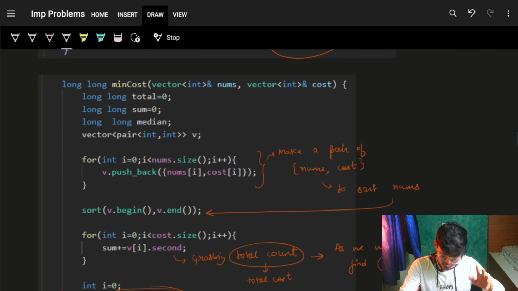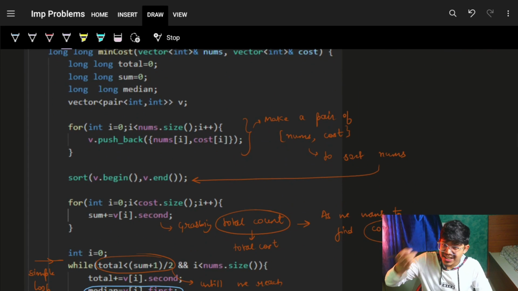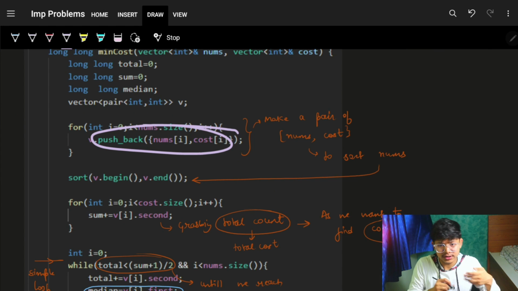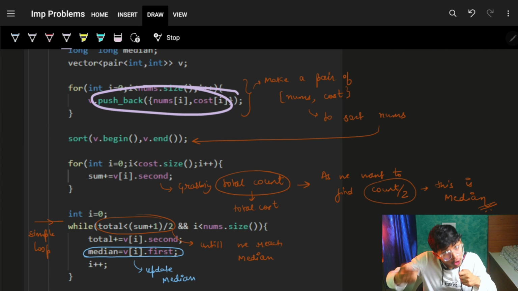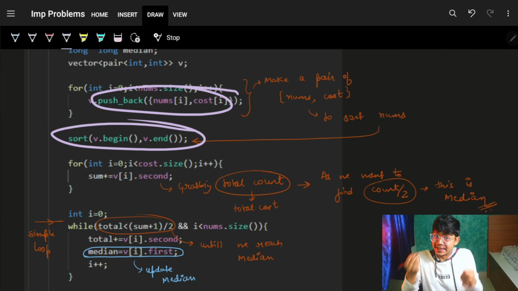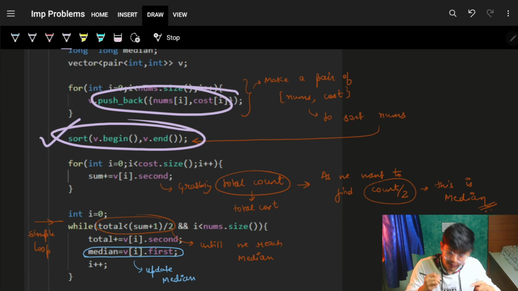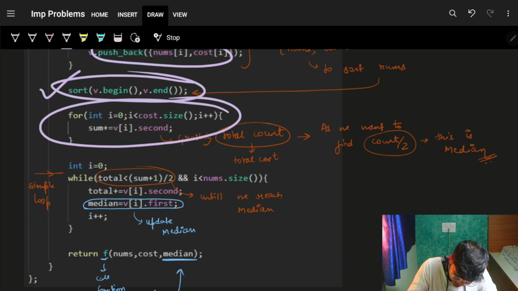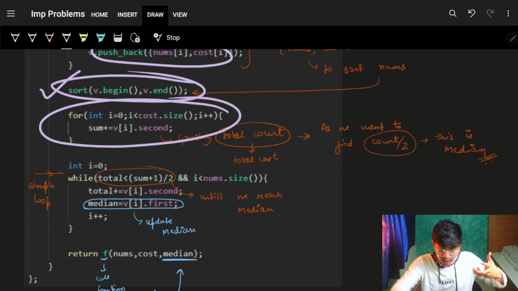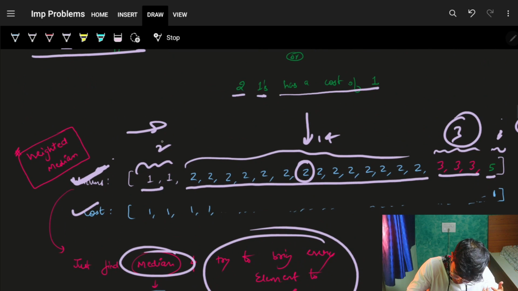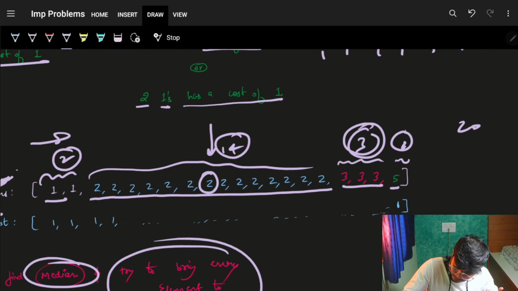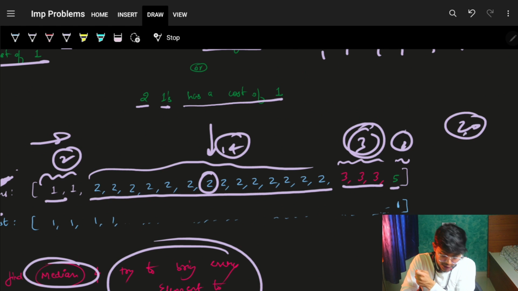Now, going on to the code. As I initially said, I have to attach the nums with the cost. I will attach the nums to the cost. Now I need to sort, because I need to find the median on the basis of nums, so it will be sorted on the basis of nums. Cool, sorted. Now I need to know the total count, which was actually 20, because by that total count itself I will know the median.